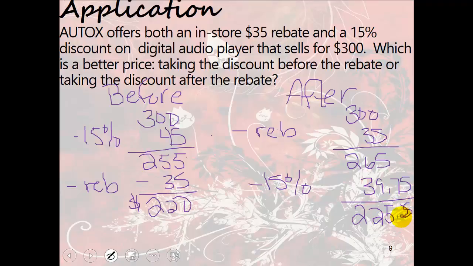So it's better to take the 15% of the larger number, of the original price, and then apply the rebate. So it's better to discount before rebate, which is why stores will do it the other way. They'll rebate first and then they'll apply the discount because they're taking a percentage of a smaller number.